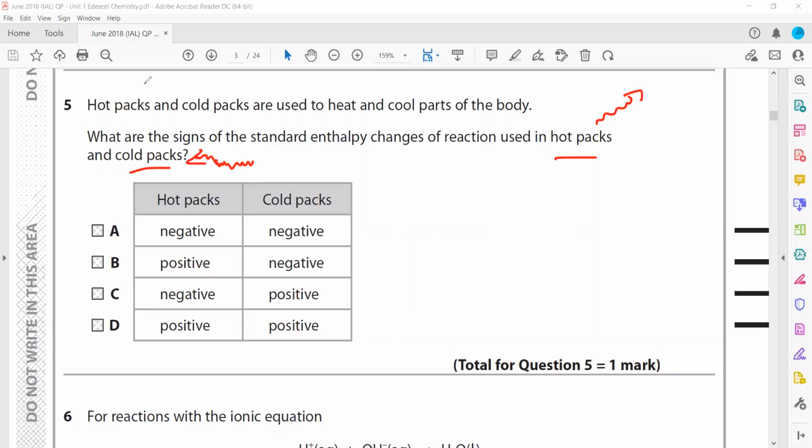Because hot packs are used to heat and cold packs are used to cool, cold packs have a tendency to absorb heat energy. The chemical reaction which occurs in a cold pack will try to absorb energy, and in a hot pack the chemical reaction releases heat energy. So one is an exothermic reaction, the other is endothermic. For exothermic reactions, enthalpy change will be negative, and for endothermic reactions enthalpy change will be positive. So C is the right answer.